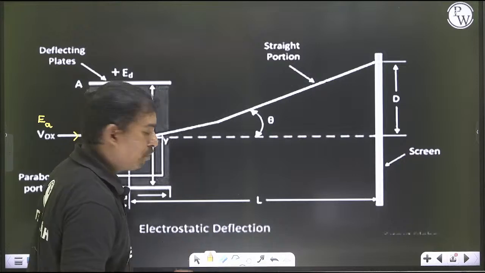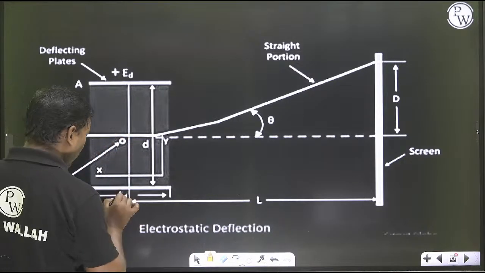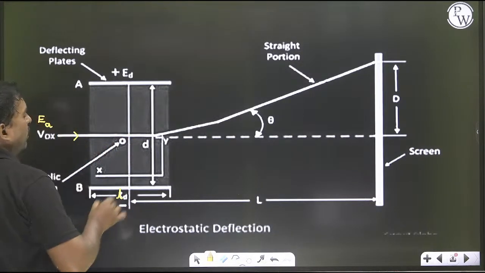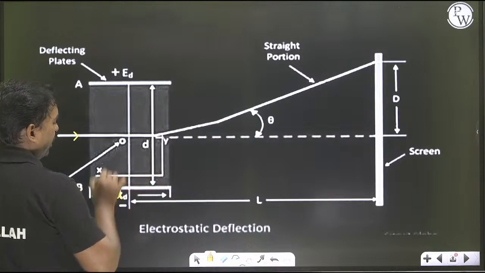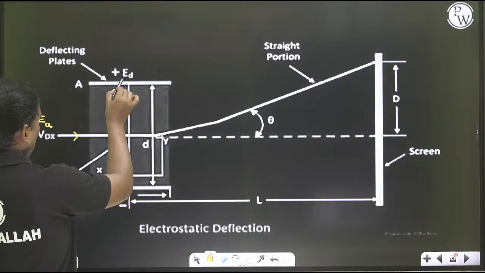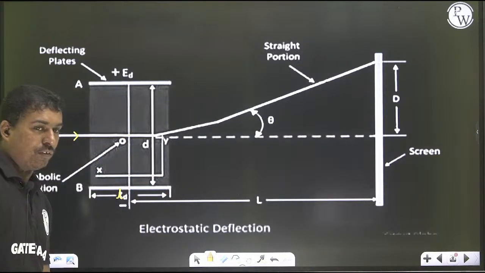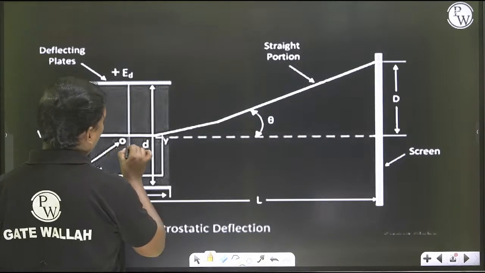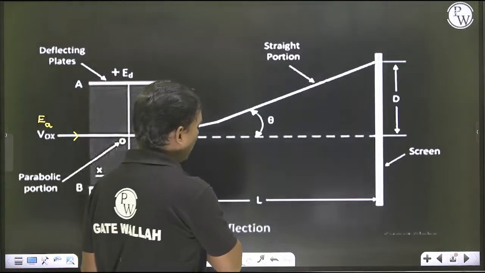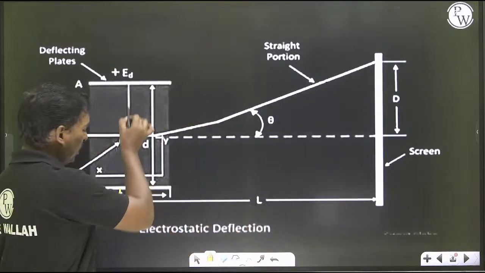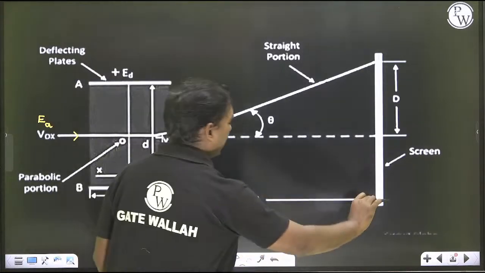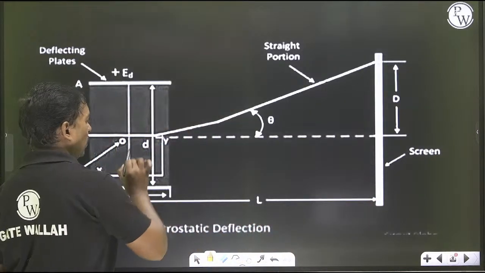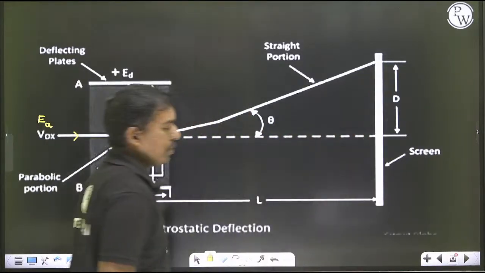So here there are certain parameters. This is the length of the deflection plates, LD, and this is the distance between the deflection plates, D, and this ED is the potential that is applied to the deflection plates, and EA is the accelerating voltage. Okay, and the electron comes from this center and it gets deflected, and at a distance of L from the center of the deflection plates to the main screen, so there is a distance L. So in this distance the deflection is going to happen.